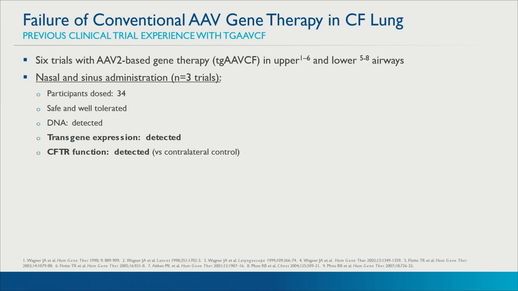Then they actually moved on to adeno-associated vector trials. There were 6 trials with AAV2-directed therapy in the upper and lower airways. So when they did nasal sinus administration in 3 trials, there were 34 people who were dosed. It was safe and well tolerated. However, they detected DNA and they saw transgene expression as well as CFTR function by NPD when it was given nasally. However, when they got to the lungs, the story was a bit different.